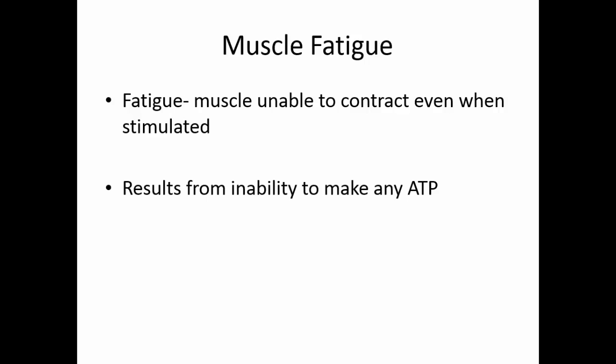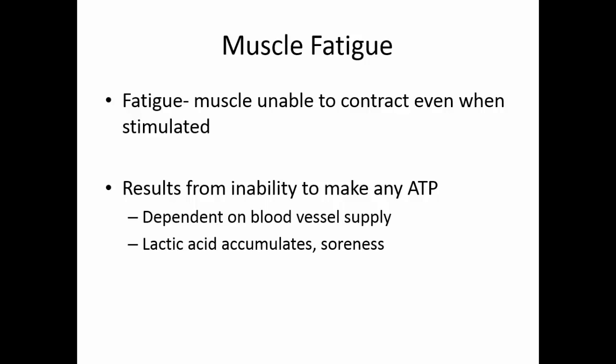Muscle fatigue occurs when the muscle is unable to contract, even if it is stimulated by the nervous system. This results from an inability of the muscle to make more ATP. Primarily, this is dependent on blood supply to the muscle, which brings both the nutrients and the oxygen required for ATP production. As lactic acid accumulates, the pH changes. Also, this lactic acid staying in the muscle is what contributes to muscle soreness the next day.